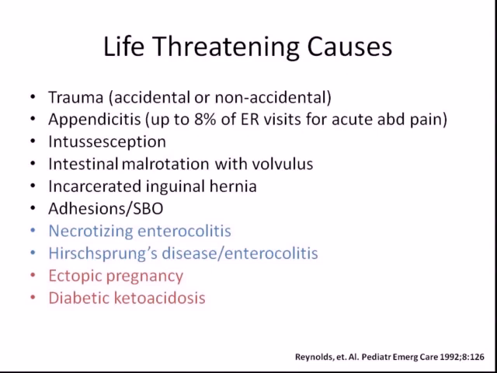Intestinal malrotation with volvulus, a condition that's typically picked up in infancy, but that we see also in school-age children as well as in adolescents and older children. Adhesions with small bowel obstruction, particularly if there's been prior surgery. Incarcerated inguinal hernias. And then necrotizing enterocolitis and Hirschsprung's disease and associated enterocolitis, which are more commonly diseases of the newborn, and I put in blue here because they're age-dependent, although Hirschsprung's disease can be diagnosed later in life. And then ectopic pregnancy and diabetic ketoacidosis, life-threatening causes that I've highlighted here in red because they're of non-GI origin.